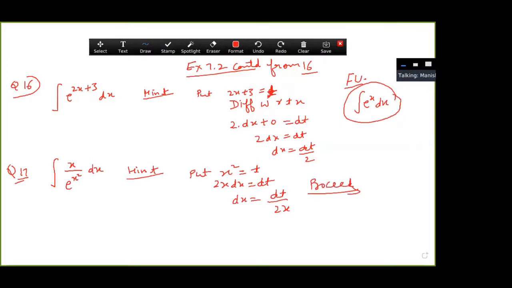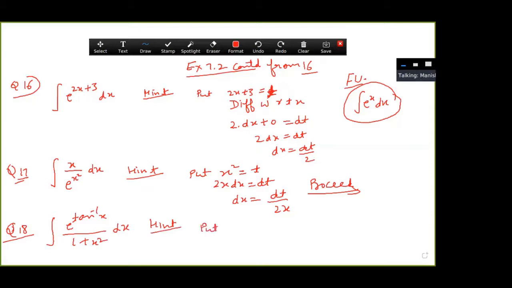Okay. Now question number 18. Question number 18 is to integrate the function e to the power tangent inverse x upon 1 plus x square. Now it is clear here, the derivative of tangent inverse x is given to you: 1 upon 1 plus x square. So what is the hint?